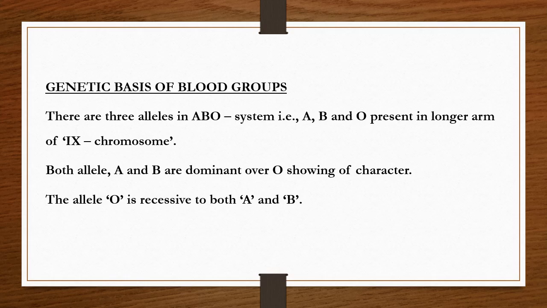Genetic basis of blood groups. There are three alleles in the ABO system. They are A, B, and O, present in the longer arm of the ninth chromosome. Both allele A and B are dominant over O, showing dominance of character. The allele O is recessive to both A and B.